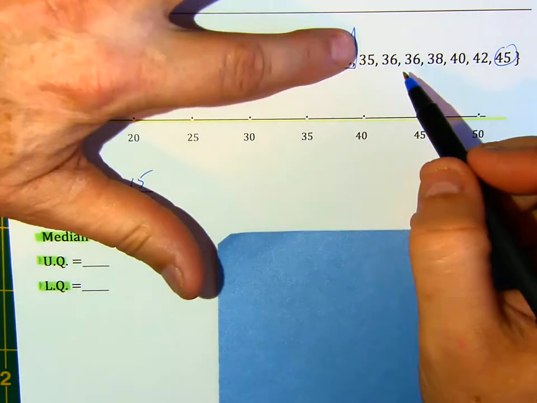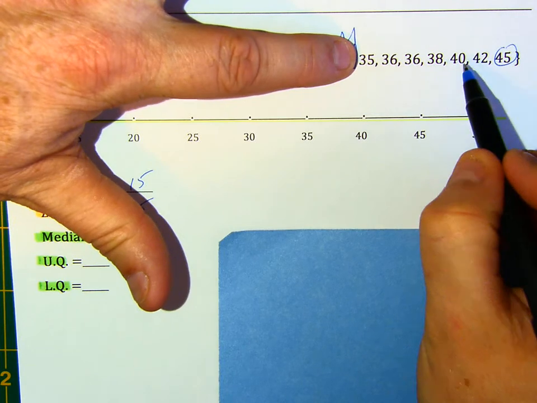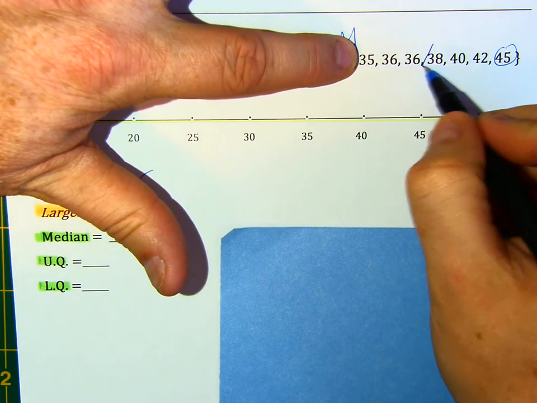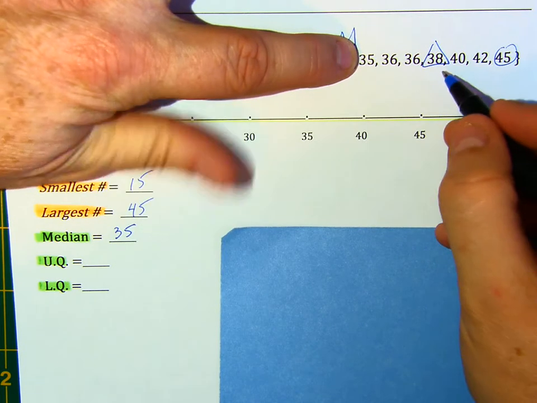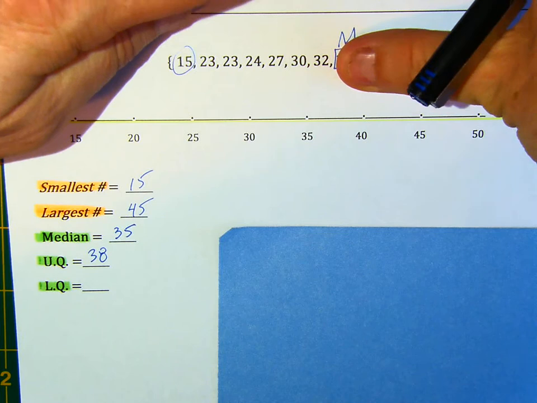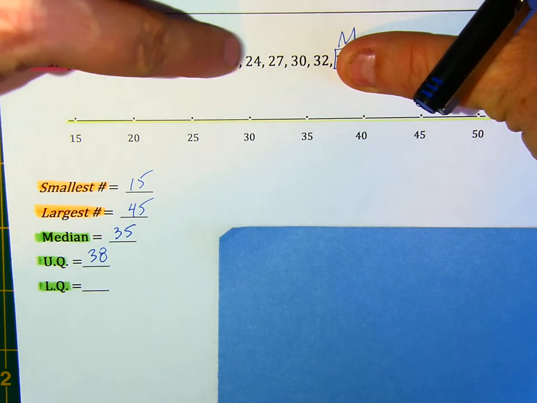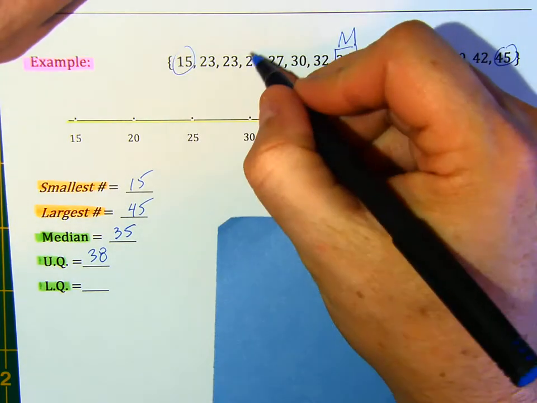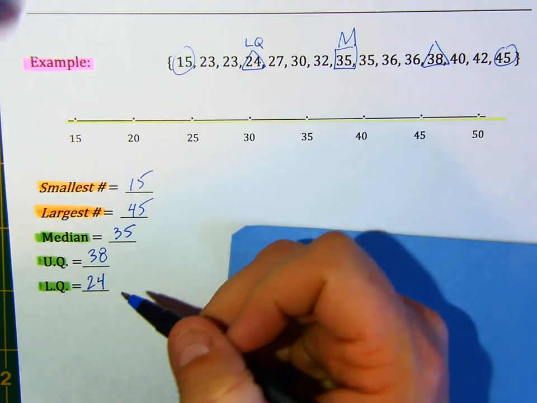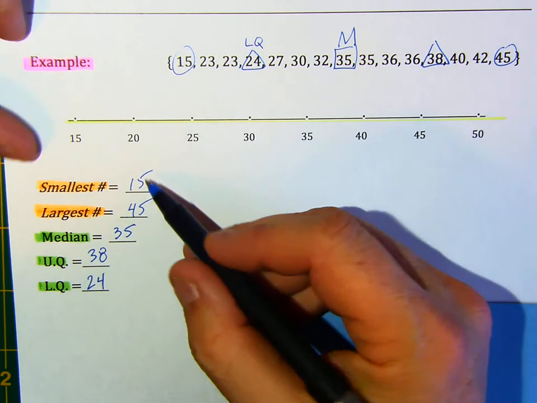The upper quartile, well, let's see, there's 1, 2, 3, 4, 5, 6, 7 numbers. So 1, 2, 3, 4. I'll put a triangle around that one. 38 is the upper quartile. I'm going to cover them all up and look at this way. 1, 2, 3, 4. The 24 is the lower quartile. And I've got all of the numbers I need.